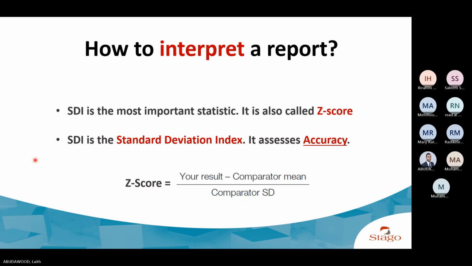So SDI is the most important in statistics. Another name for SDI that you might see is the Z-score. So Z-score, SDI, two names for the same thing. There is absolutely no difference. Okay?